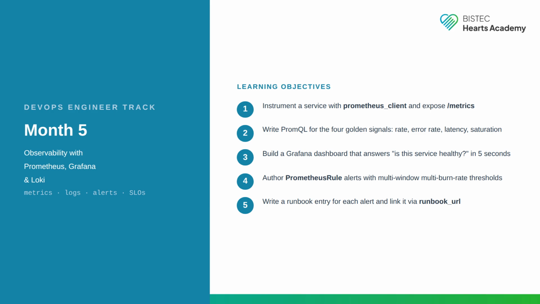in 5 minutes. The 5 learning objectives are: instrument a service with Prometheus metrics, write PromQL for the 4 golden signals, build a Grafana dashboard that answers service health in 5 seconds, author Alertmanager rules with multi-window burn rate thresholds, and link every paging alert to a published runbook.